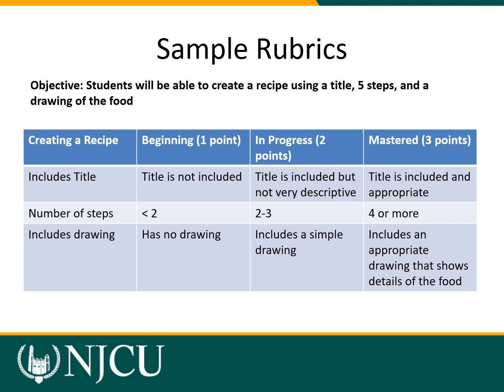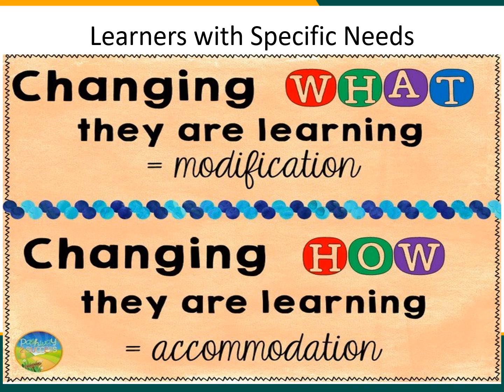Now let's talk about modifying your lessons for learners with specific needs. I'm using the terms learners with specific needs. That could be a learner with an IEP. It could be a learner with a 504 plan. It could be an English language learner. It could be a learner that has ADHD and has trouble focusing. It could be gifted students that need more challenge. It could be students who are below level, even though they don't have a disability.